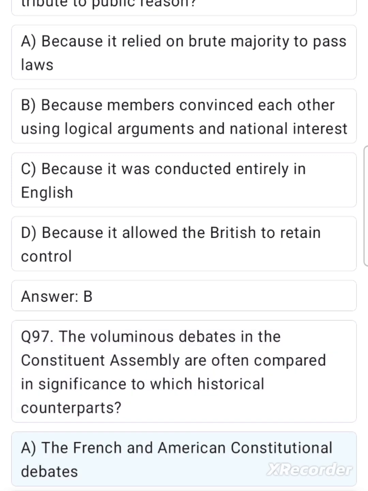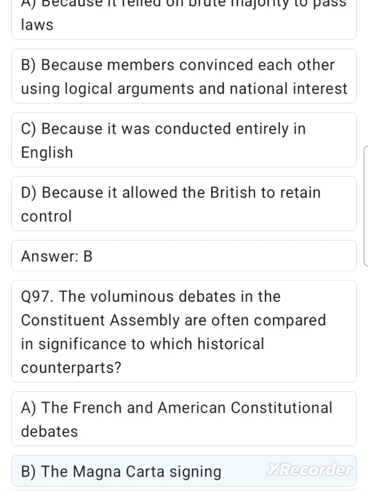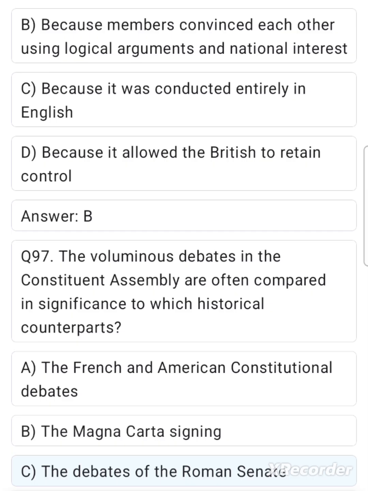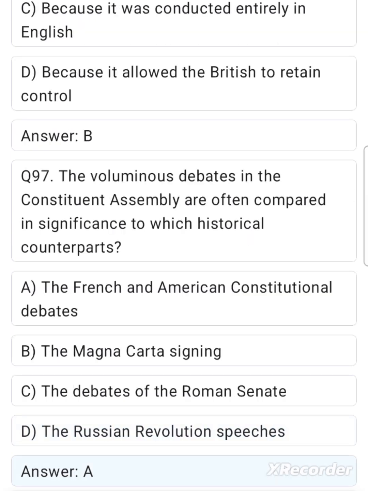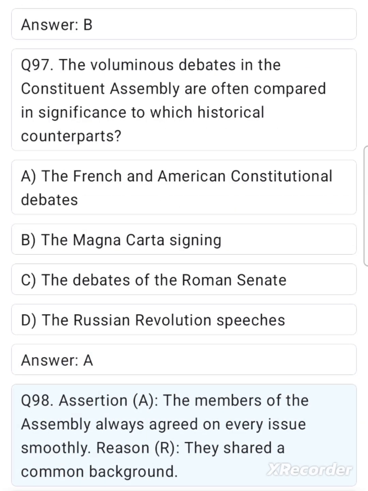Q97. The voluminous debates in the Constituent Assembly are often compared in significance to which historical counterparts? A. The French and American constitutional debates. B. The Magna Carta signing. C. The debates of the Roman Senate. D. The Russian Revolution speeches. Answer A.